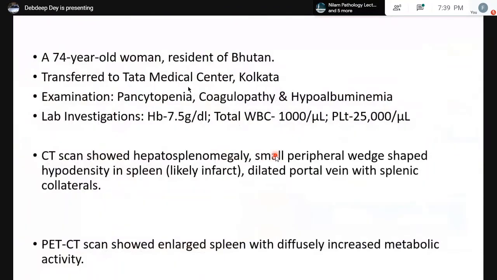So the next case is of a 74-year-old woman, a resident of Bhutan, transferred to our hospital, the Tata Medical Center. She presented with pancytopenia, coagulopathy and hypoalbuminemia. Now, the reason for me mentioning all these investigations is the almost total unsuspecting nature of a lymphoma and the varied clinical manifestations.